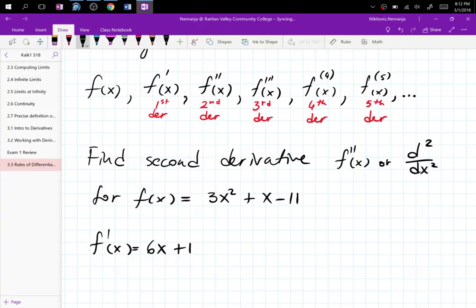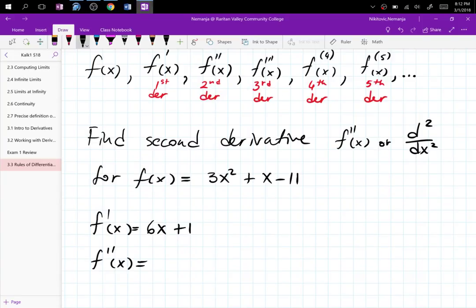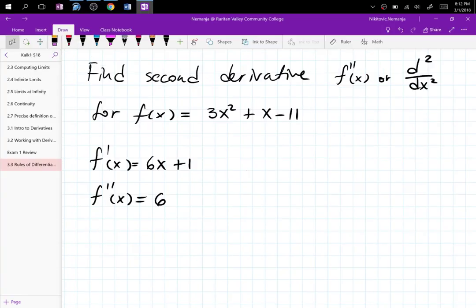And then the second derivative is the first derivative of the first derivative. So what would that one be? 6. That's it. What's the third derivative? Third derivative is 0. How about the 17th derivative? They will all be 0 after the first time you hit 0, all of them are 0. Now, we are going to have a use for first, second, third derivatives and so on. And we do need to know how to take these derivatives.